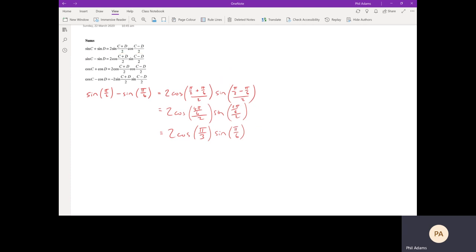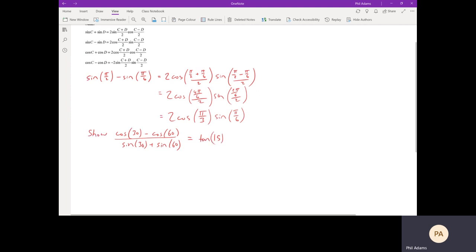Right, another one that we might have to do, something like this, I guess. We could say, let's show the following. That cosine of 30 minus cosine of 60 all over sine of 30 plus sine of 60 equals tan of 15. So again, you could show that with a calculator, but that's not what they want.